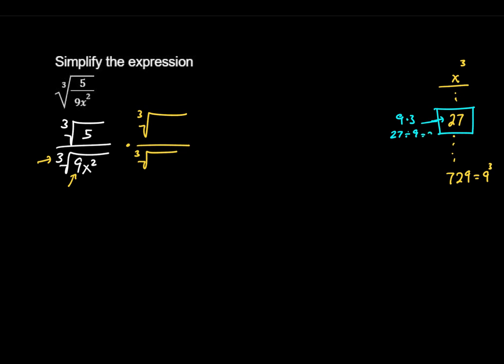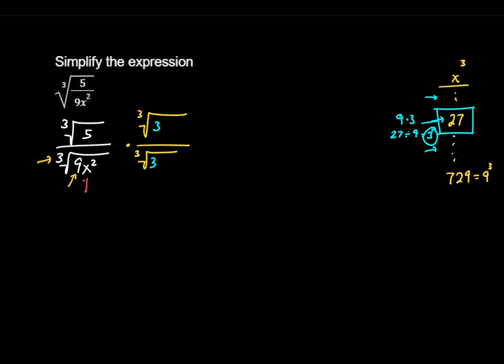and get 3. And you can kind of do the same thing with all the other numbers until you find one that actually works out. But I know that 3 is what I need to multiply 9 by to make it 27, a perfect cube. So I'm going to multiply the top and bottom so far by the cube root of 3. Now we're not quite done here.